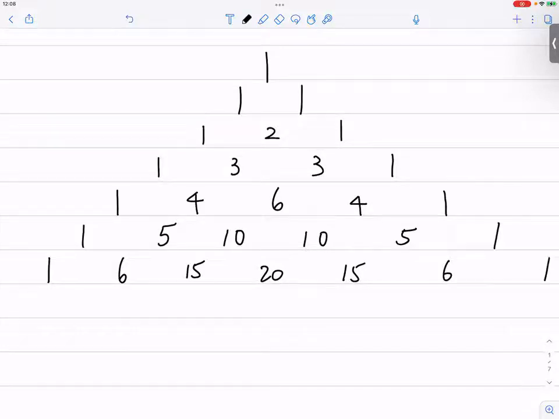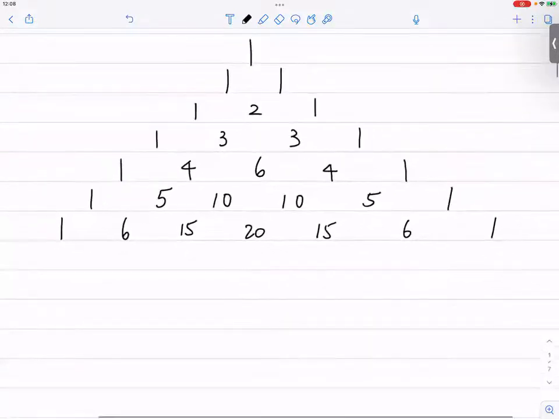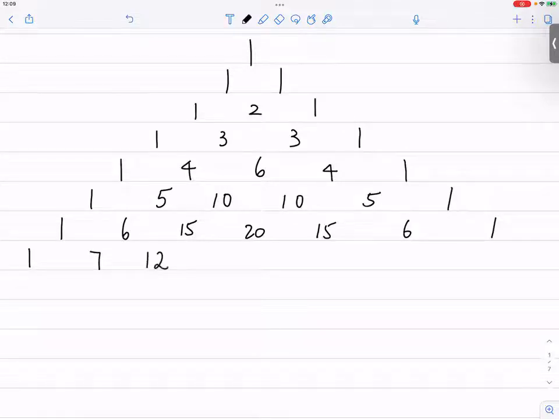All right, and then just do one more. So the next one would be 1, and then 7, and then 21. Yes. 35. Yes. 35 again. And then wait, hold on. 21, right? 21, 7, and 1. What's the pattern?